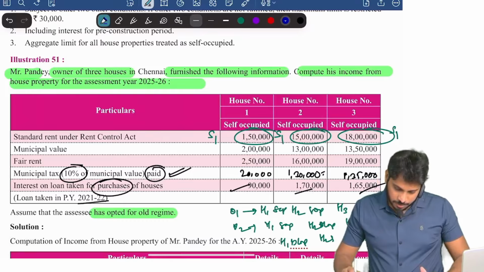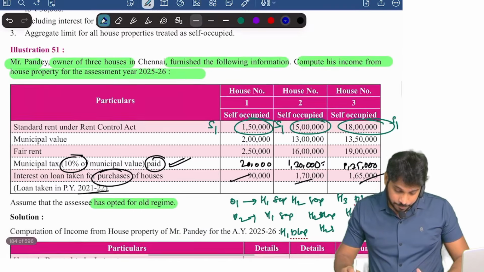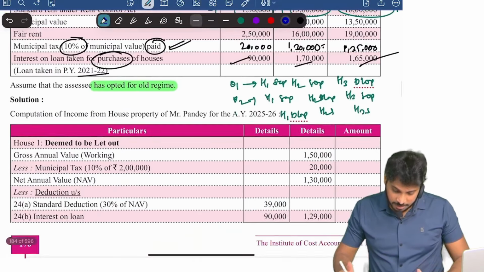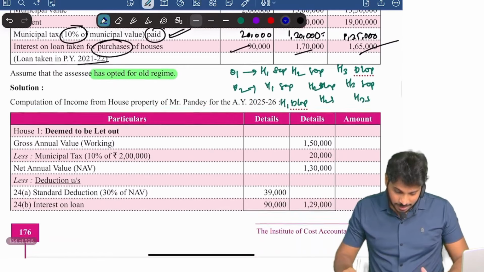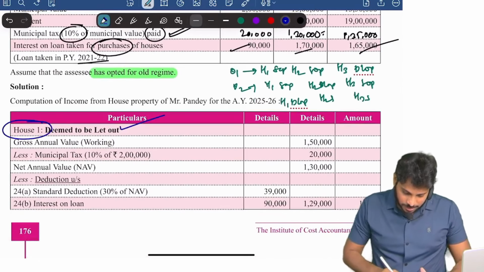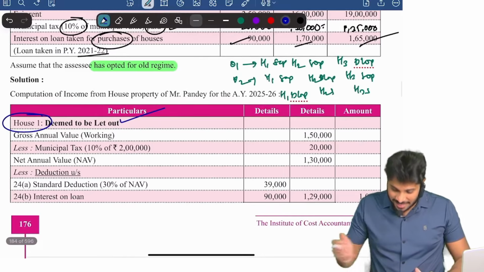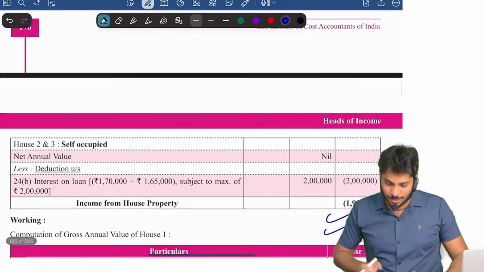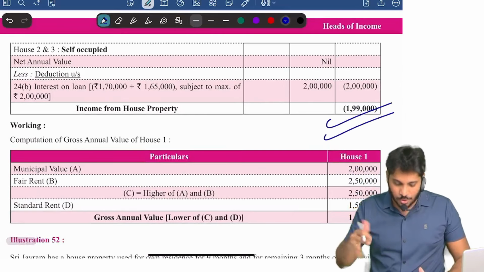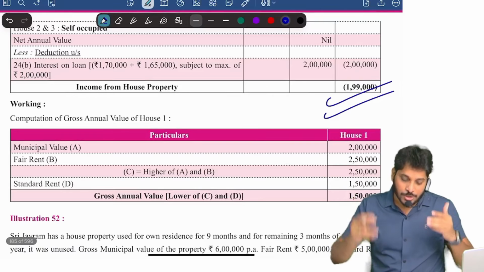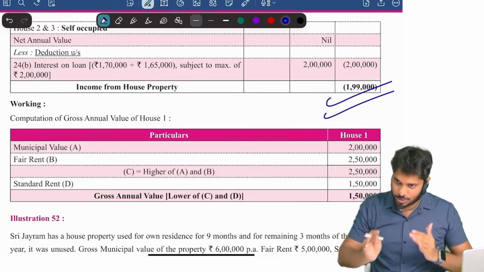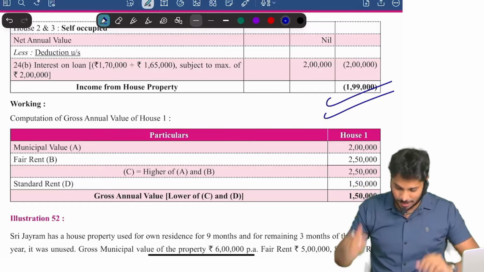Compute income from house property. Sorry, I mean they didn't do options. 2 options, no? See, you said house 1 deemed to be let out. Okay, they directly gave the answer without checking options. All the 3 options they gave. Fine. I think the assumption would have been you try the remaining 2 options. You will understand that house number 1 DLOP is the best option. So that's it.